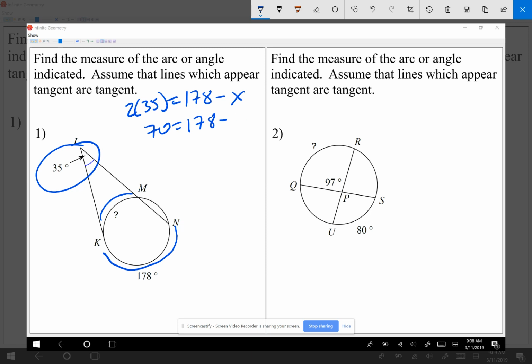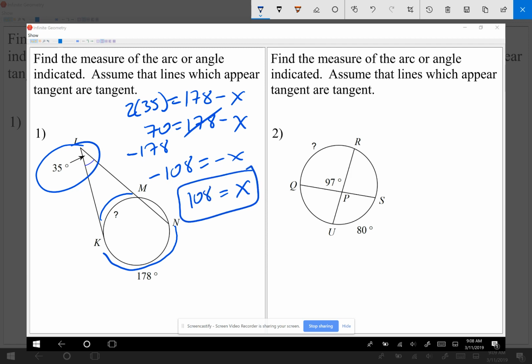Let me subtract 178 on each side. 70 minus 178, that gives me negative 108. That is equal to negative x. Divide both sides by negative 1, and I'm going to end up getting that x is equal to 108.